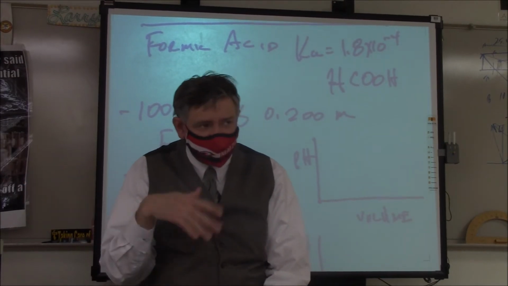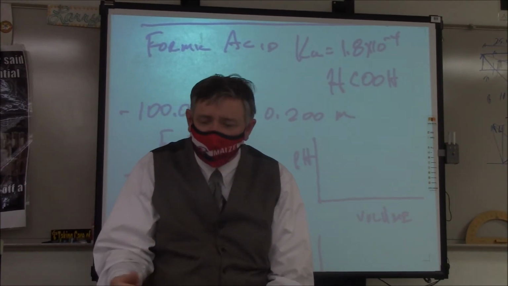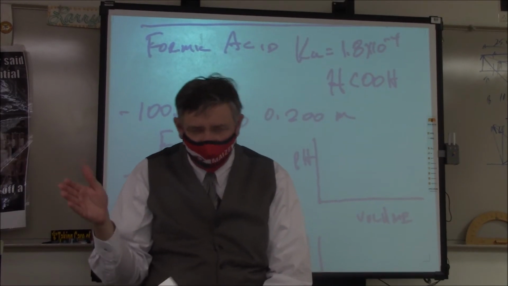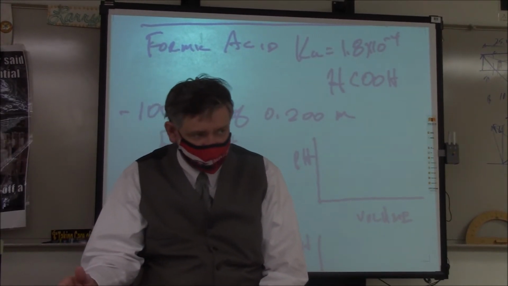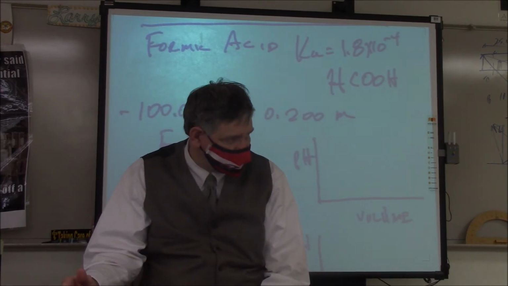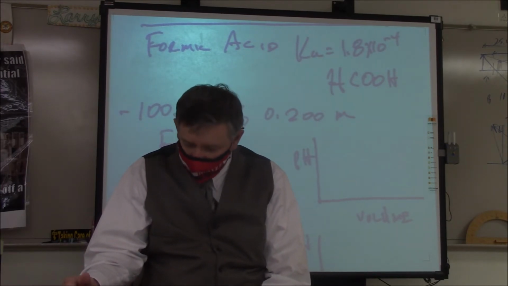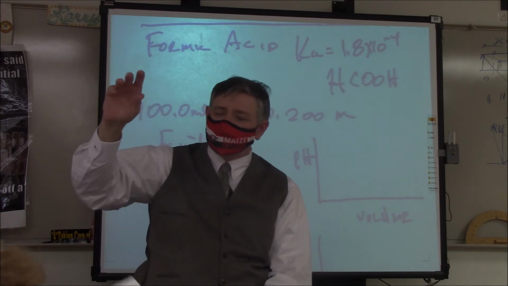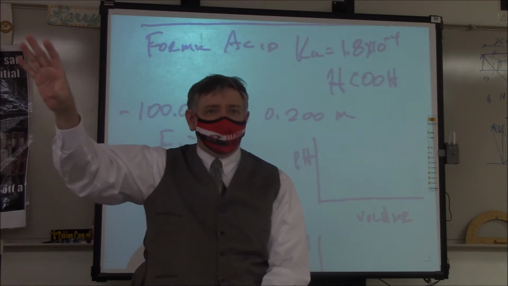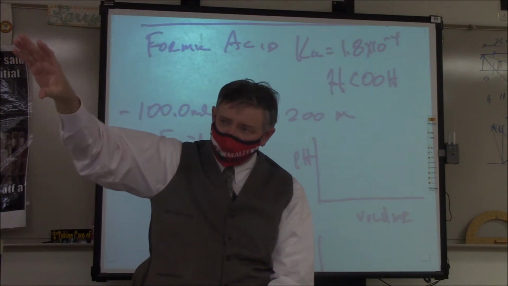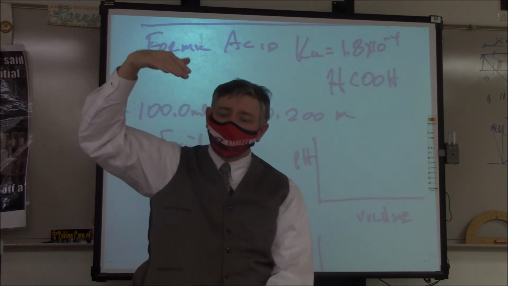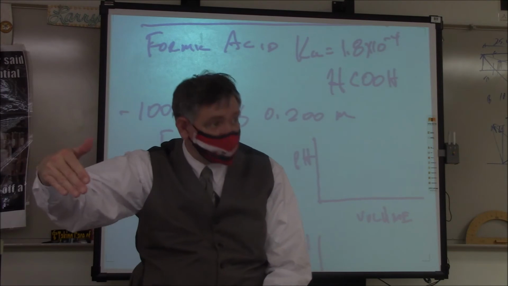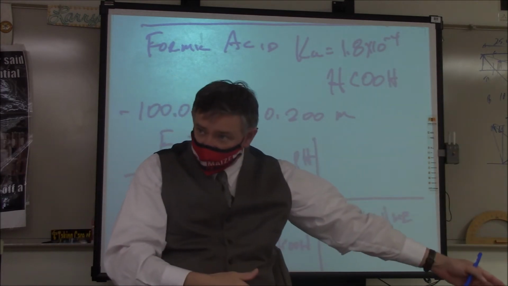Now, Ka of acetic acid is 10 to the negative 5th. So is formic acid a stronger acid or a weaker acid than acetic acid? Because its Ka value is higher, that means it ionizes more. Beautiful. So you've got to say, wow, that has a bigger Ka value. The only way I can get a bigger Ka value is if it ionizes more. So it's going to be a stronger acid, but it's going to have a weaker conjugate base.